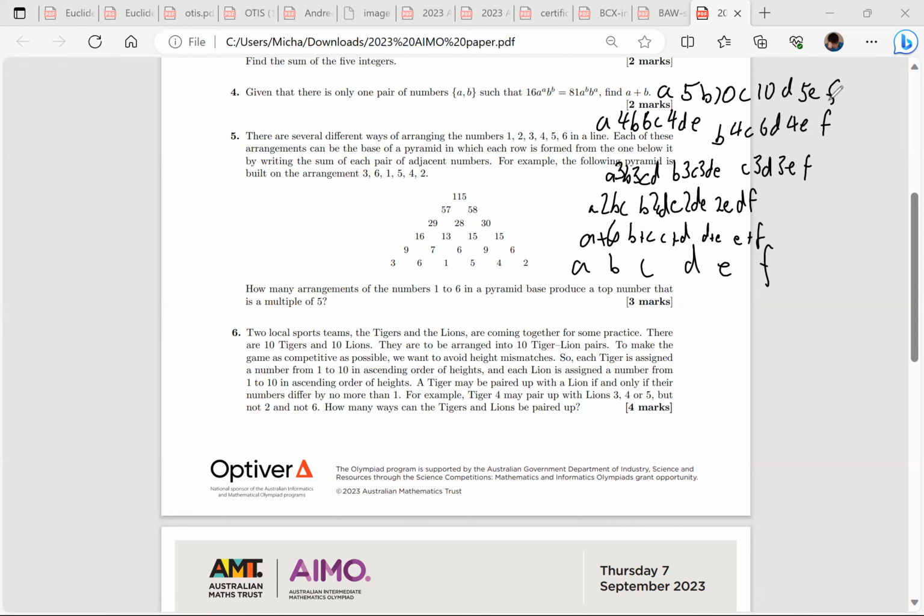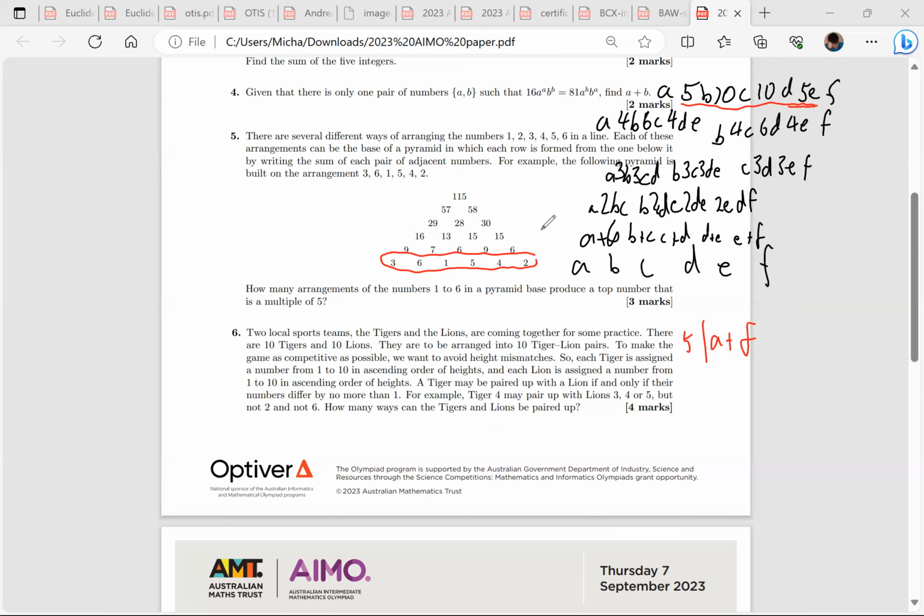Okay, so you want the top number to be divisible by 5, right? Since everything here is a multiple of 5 already, you just want A and F to add up to a multiple of 5. So for the whole thing to be a multiple of 5, you just need A plus F to be a multiple of 5. And out of the numbers from 1 to 6, which two numbers add up to a multiple of 5?